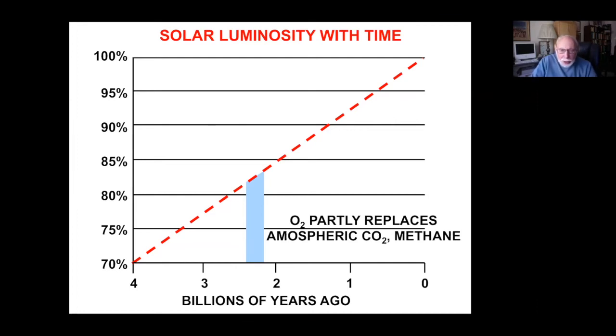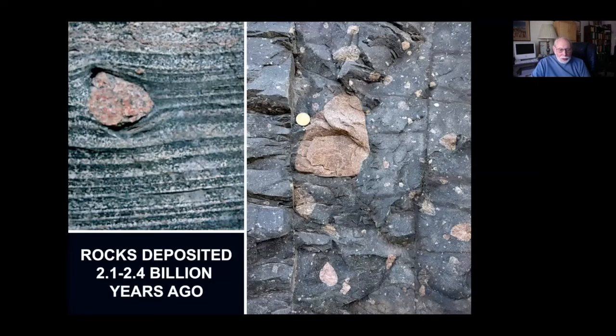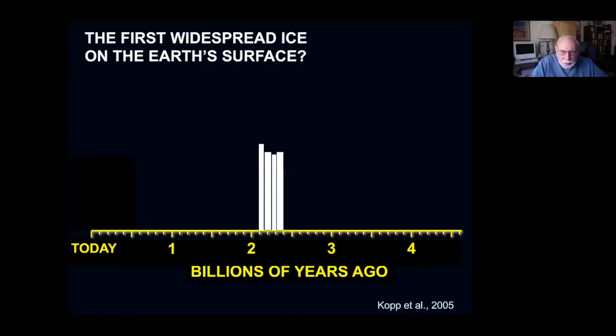And as a consequence, the rocks that were deposited at that time show evidence of glaciation, like drop stones, where rocks fell from icebergs into the sea and are just isolated big chunks in the muddy sand of the ocean floor, or big bulldozed masses of mixed up rock like the one on the right-hand side. So this is the first really widespread ice on the surface of the planet, and it comes at that time.